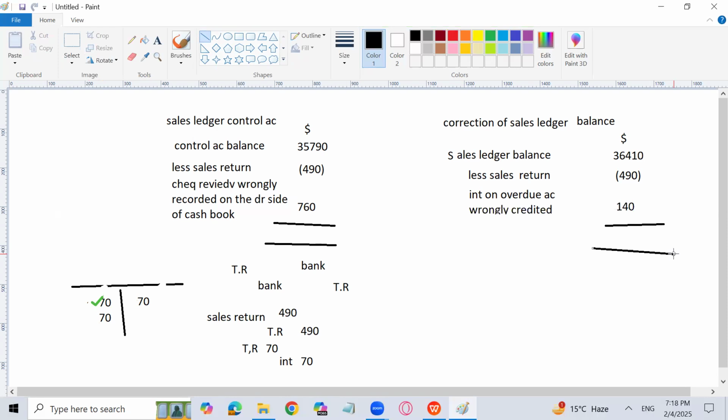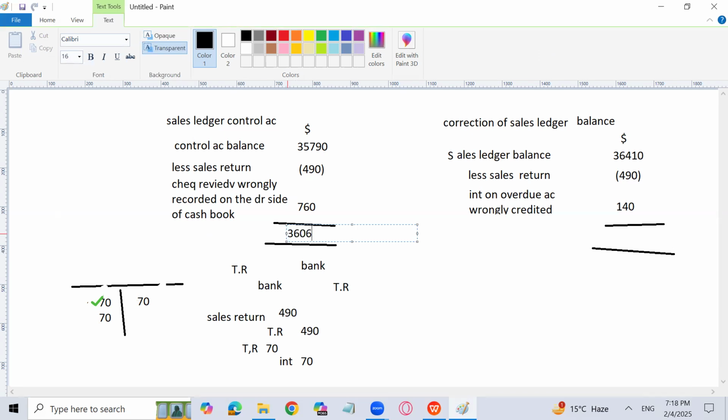I will try to make you understand again so that you won't find any trouble in this. So the answer is going to be 36060. The corrected answer of the sales ledger control account is 36060. And this is the same answer we will write over here, 36060. So both the control account and the sales ledger balance are now correct.